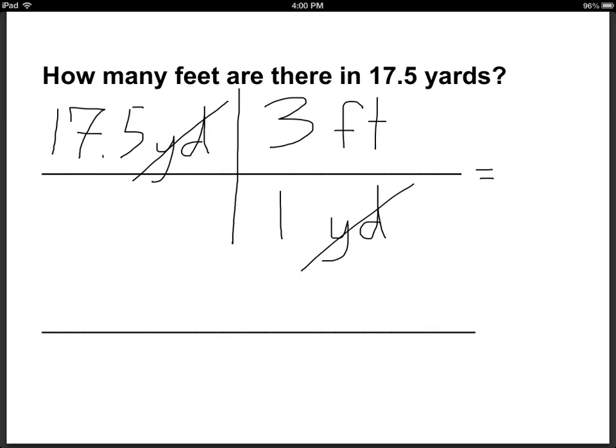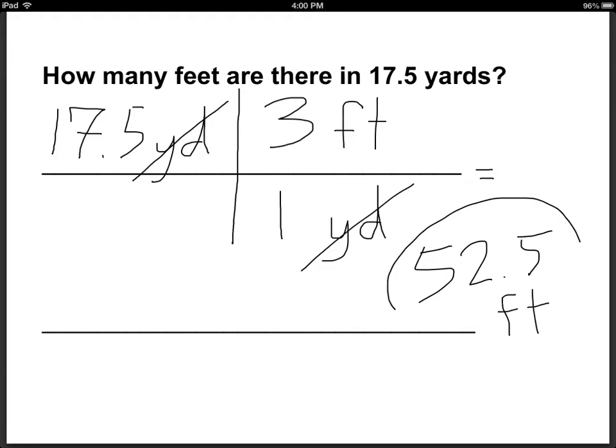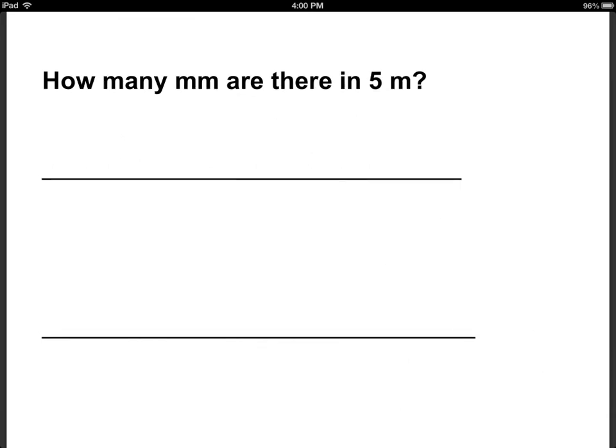Alright, so it would seem that 52.5 feet is the answer. So again, it's 52.5 feet. Let's always make sure to write units on our answers, and I'm just going to circle it to be all fantastic. Okay, on to the next problem.